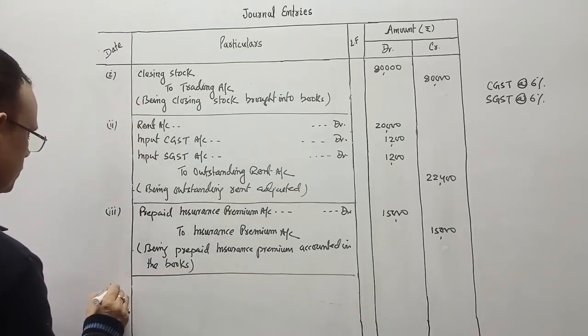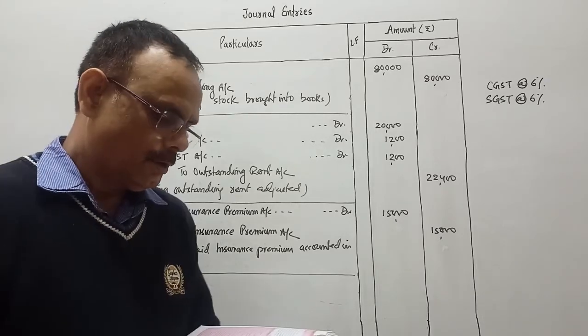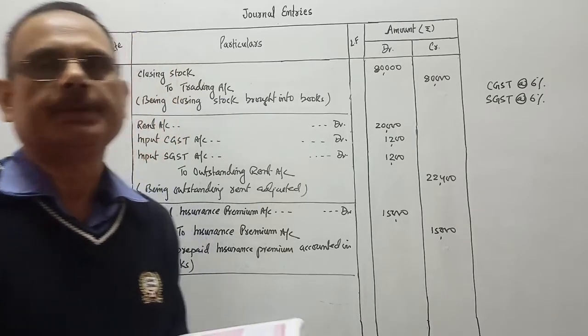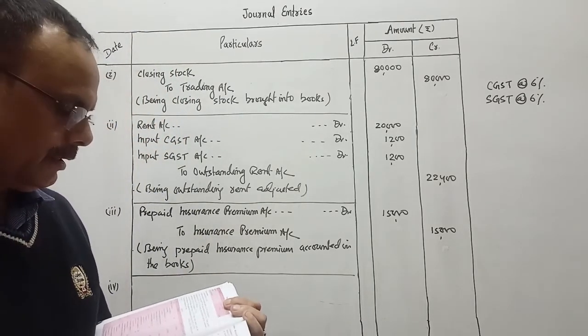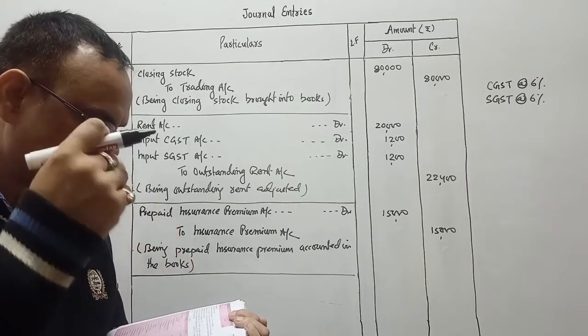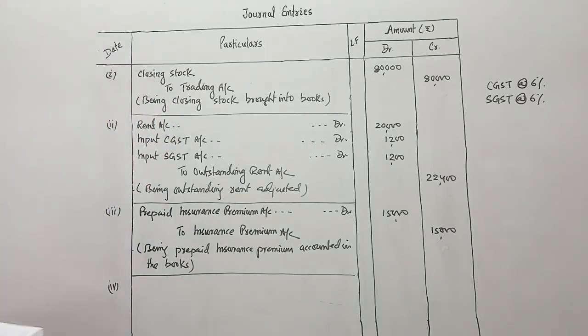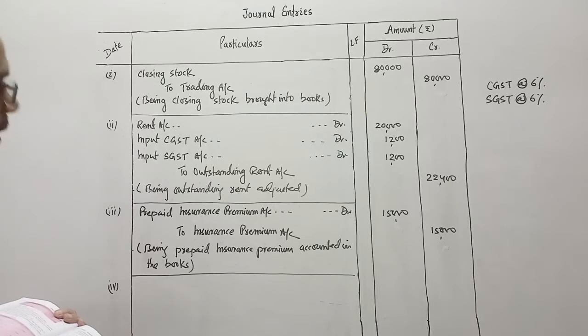Next is fourth number. Next transaction is 9,000 received for rent related to the next period. Okay, so it is related to the next period, meaning unearned rent. We are talking about unearned rent.